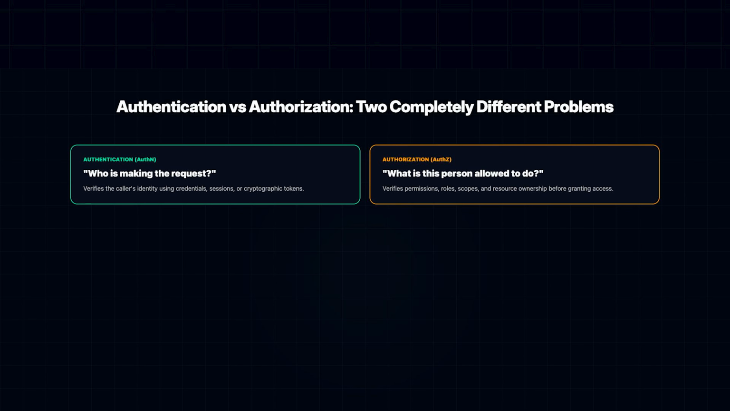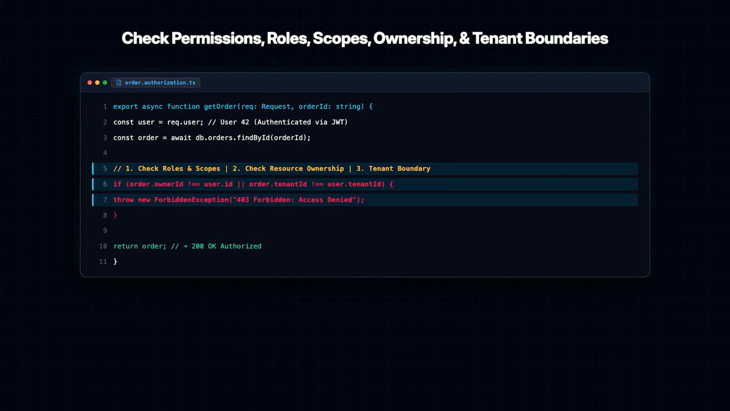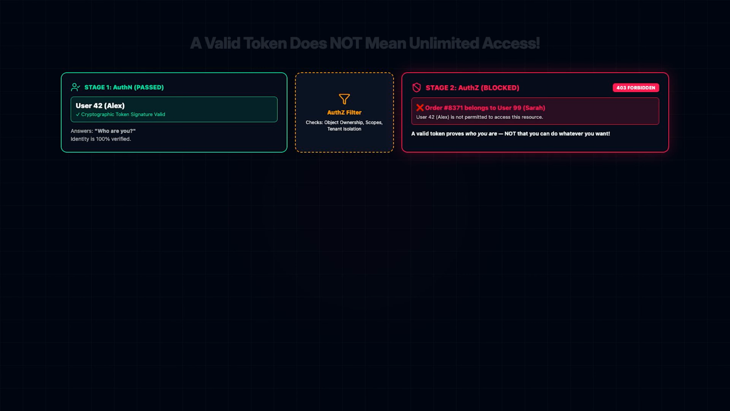This is where authentication and authorization are different. Authentication tells us who is making that request. Authorization tells us what this person is allowed to do. So even if your JWT validation is perfect or your OAuth implementation is perfect, your API can still be insecure if your authorization checks are wrong. You still need to check things like permissions, roles, scopes, resource ownership, tenant boundaries, and whatever business rules your application has. A valid token does not mean unlimited access.